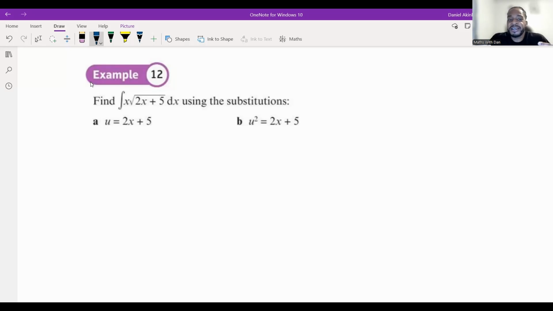But a rule of thumb is whenever you see something like this and you've got a square root here, always make this the substitution. Yeah? That's what always happens. That's just the general thing. But once you do a lot more practice, you'll be able to see. So let's do this one.